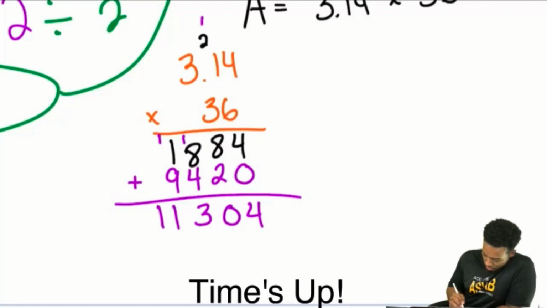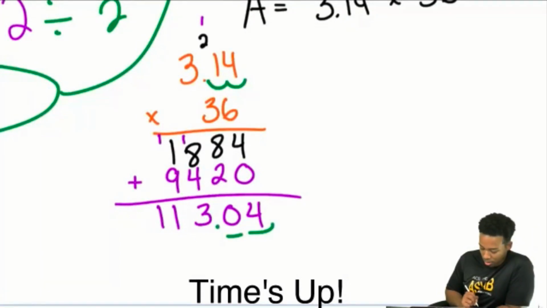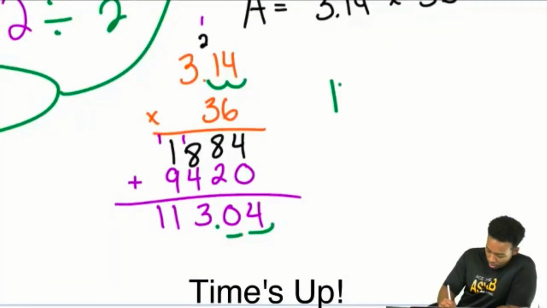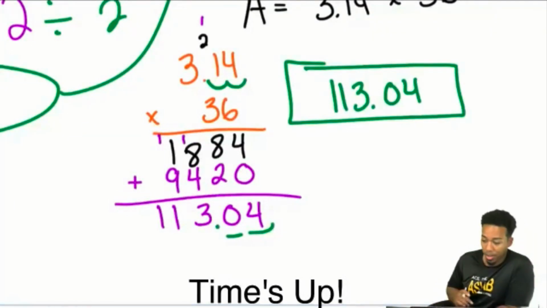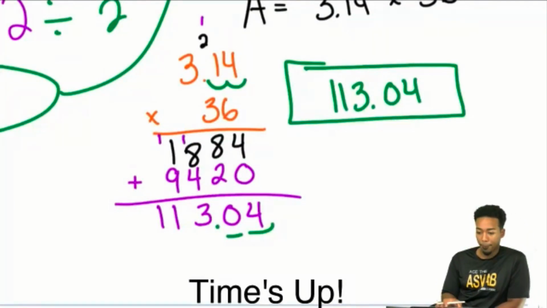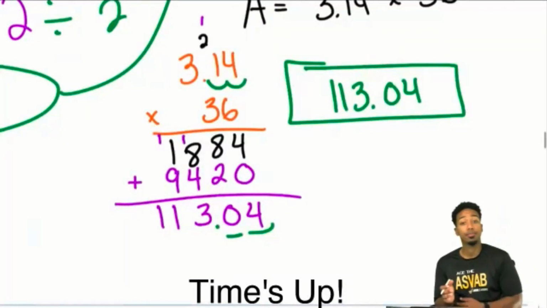And so then we realize that, hey, we had 1, 2 right there. So we'll have 1, 2 over here. The answer will be 113.04 for the area. Booyah. And there we have it.